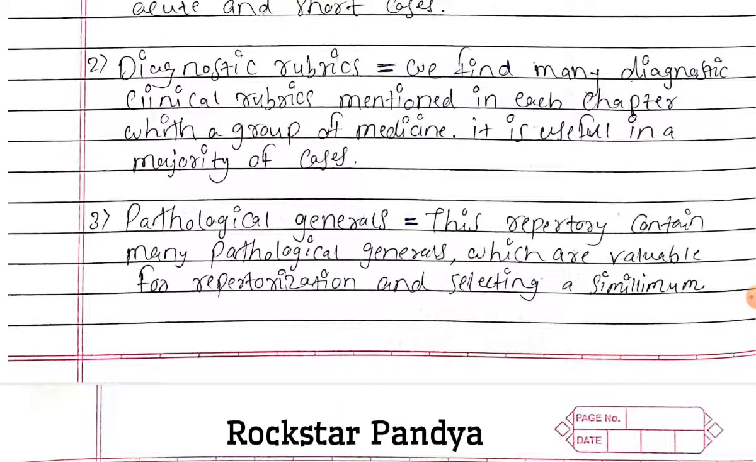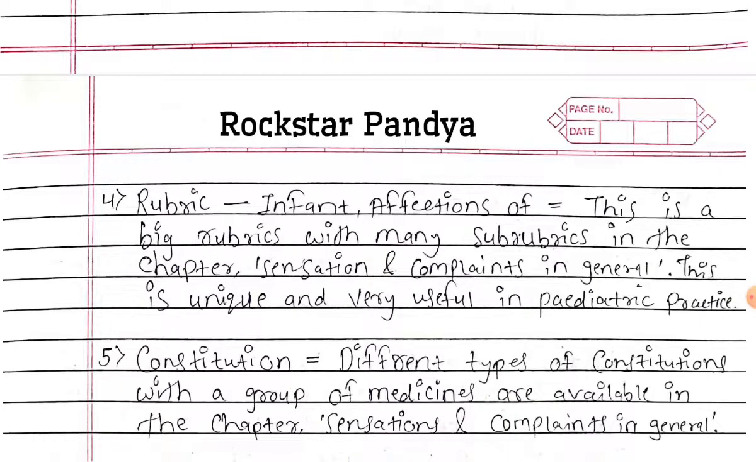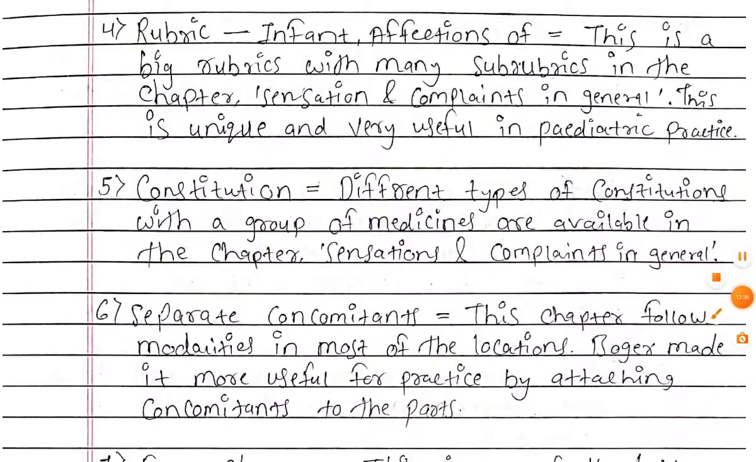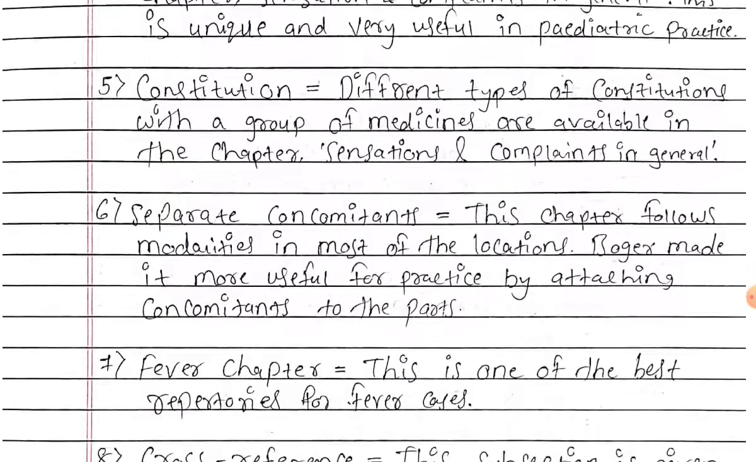Pathological generals. This repertory contains many pathological generals which are valuable for repertorization and selecting a simillimum. Rubric: Infant affections of. This is a big rubric with many sub-rubrics in the chapter sensation and complaints in general. This is unique and very useful in pediatric practice. Constitution. Different types of constitutions with a group of medicines are available in the chapter sensation and complaints in general.